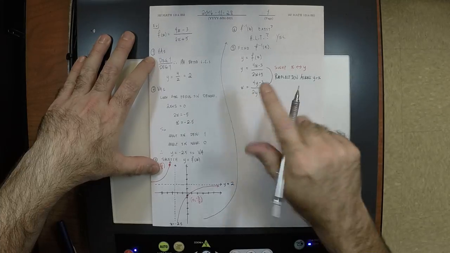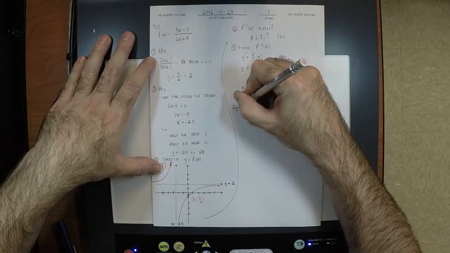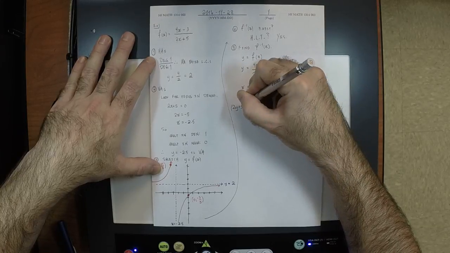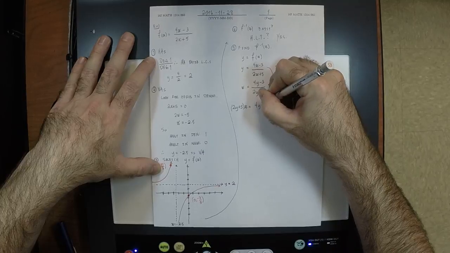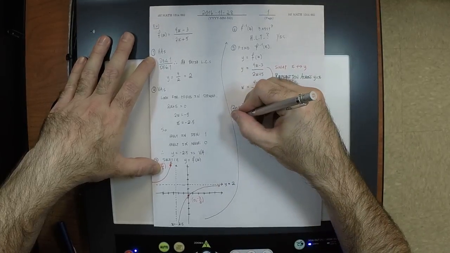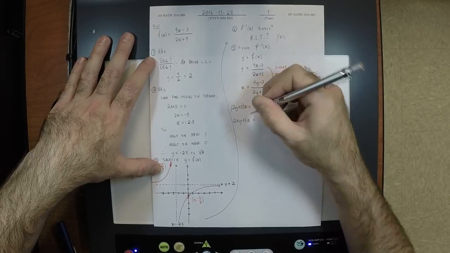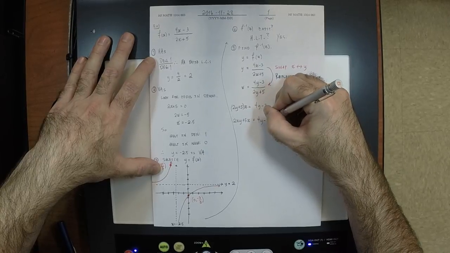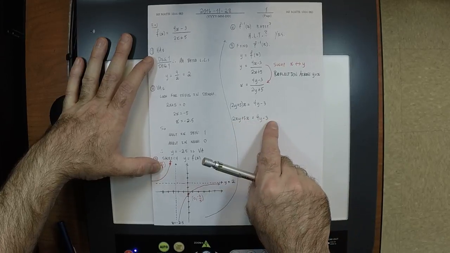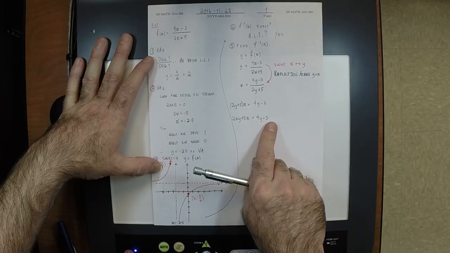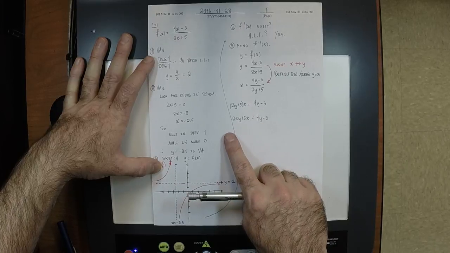So now that we've done this, let's solve for y. I'll multiply both sides by the denominator of the right-hand side. 2y plus 5x is 4y minus 3. I'll multiply out the left-hand side. 2xy plus 5x is 4y minus 3. And so now that we've multiplied, you can see there's four terms, 1, 2, 3, and 4. Some of them have y's, some of them do not. Let's move all the terms with y to the left, all those without y to the right.